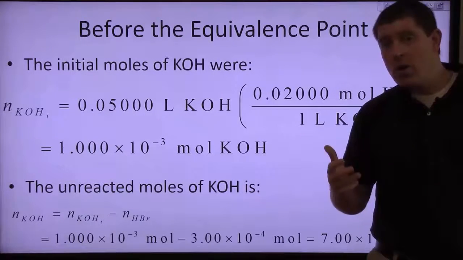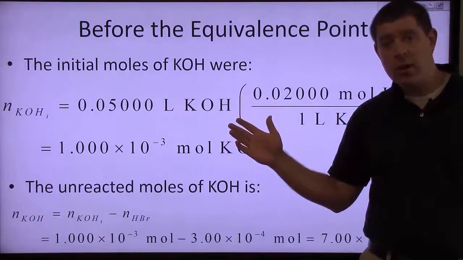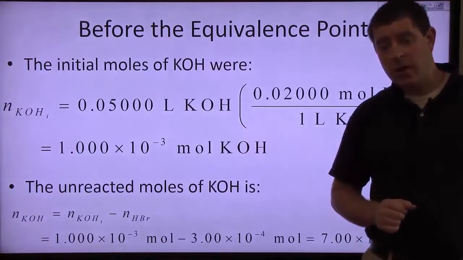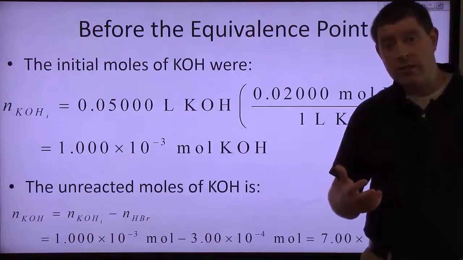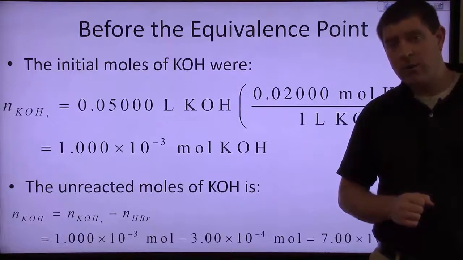In other words, we know that the equivalence point is at 10 milliliters. We've added 3 milliliters, so we're 30% of the way to our equivalence point, and that means we should have reacted 30% of our potassium hydroxide, which means that we should have 70% left, and that is in fact what we found. We did in fact have 70% of our initial value of potassium hydroxide still present.